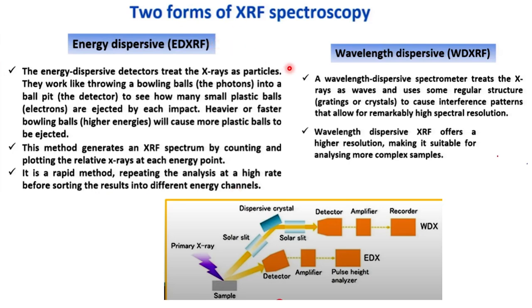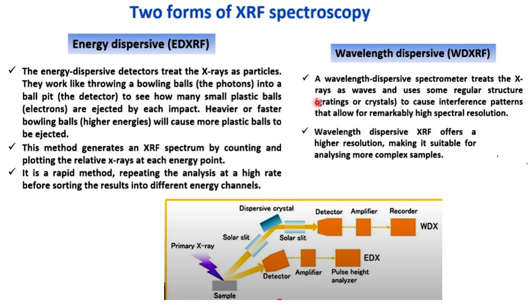Now there are two forms of XRF, so that is basically the detector part, where one is the energy dispersive and another is the wavelength dispersive. So one detector can study the energy of the XRF, and another detector type can study the wavelength of the X-ray. Now how? Because we know there is a duality, both the particle nature and wave nature of the material.